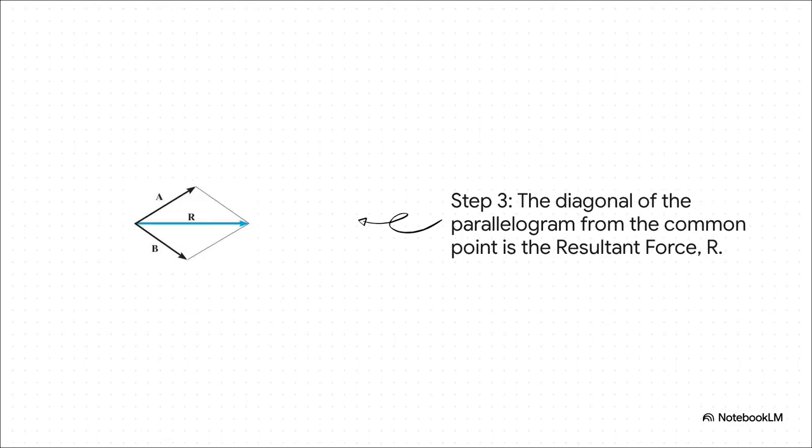And here's the magic moment, step 3. You see that diagonal line that starts back at our original point A and cuts across to the opposite corner? That is it. That's our resultant force, R. This single arrow represents the total combined effect of P and Q working together.